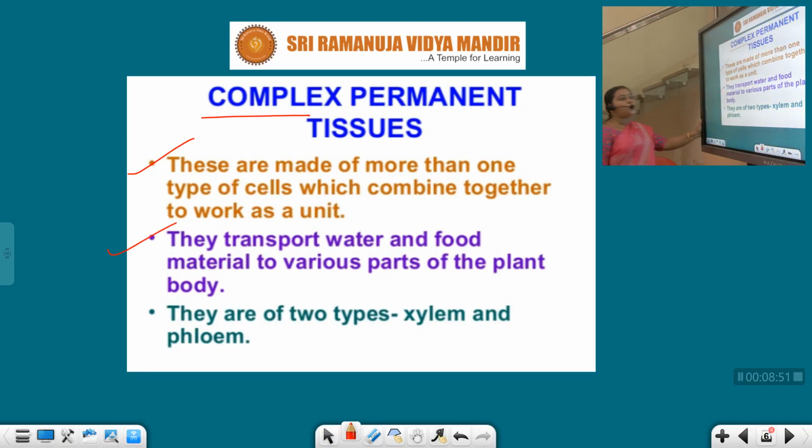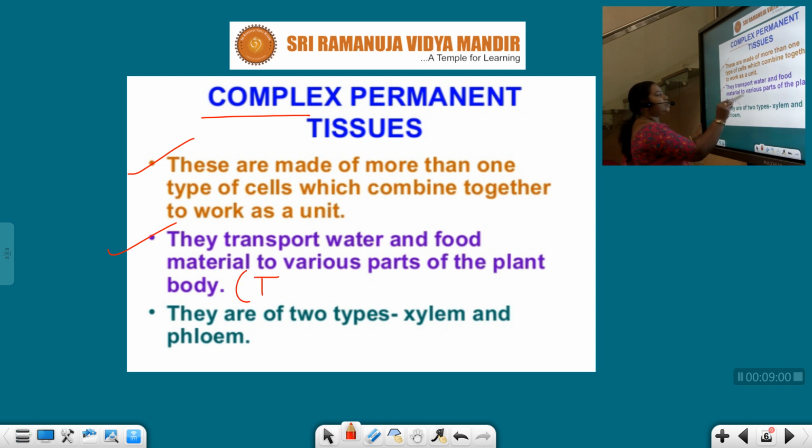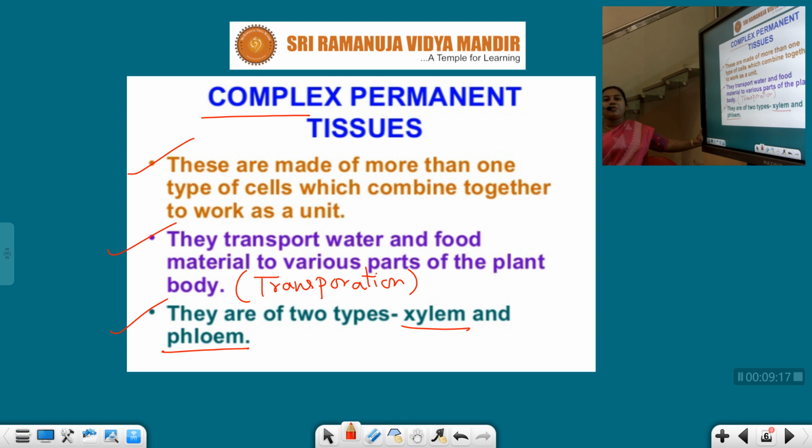Next, they transport water and food material to various parts of the plant. The major function of the complex tissue, children, is transportation. So, they will be transporting food as well as water in the plant. These are of two types. What are those? Xylem and the phloem. There are two types of complex tissues: xylem and phloem.